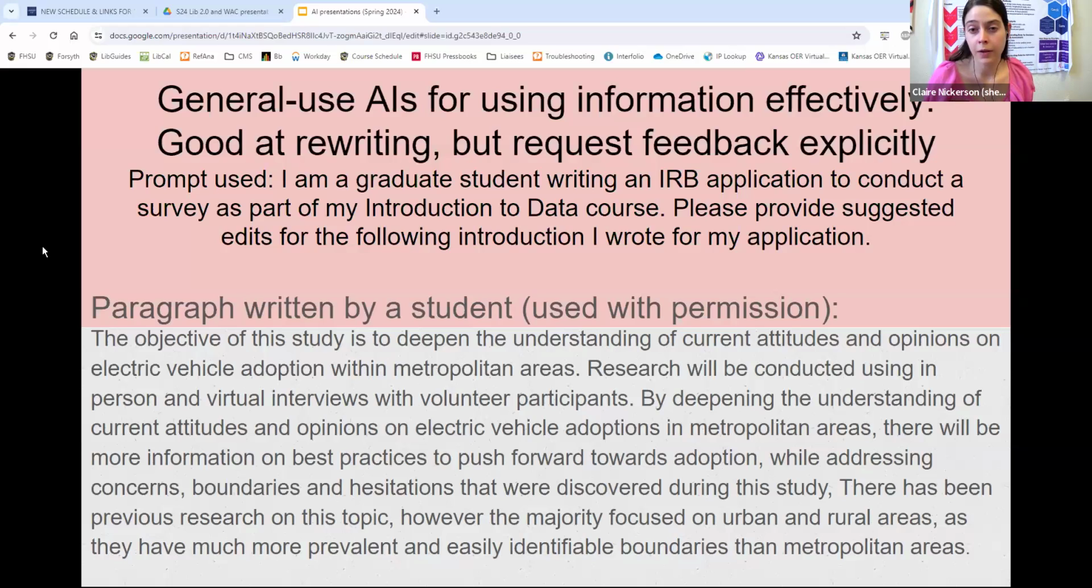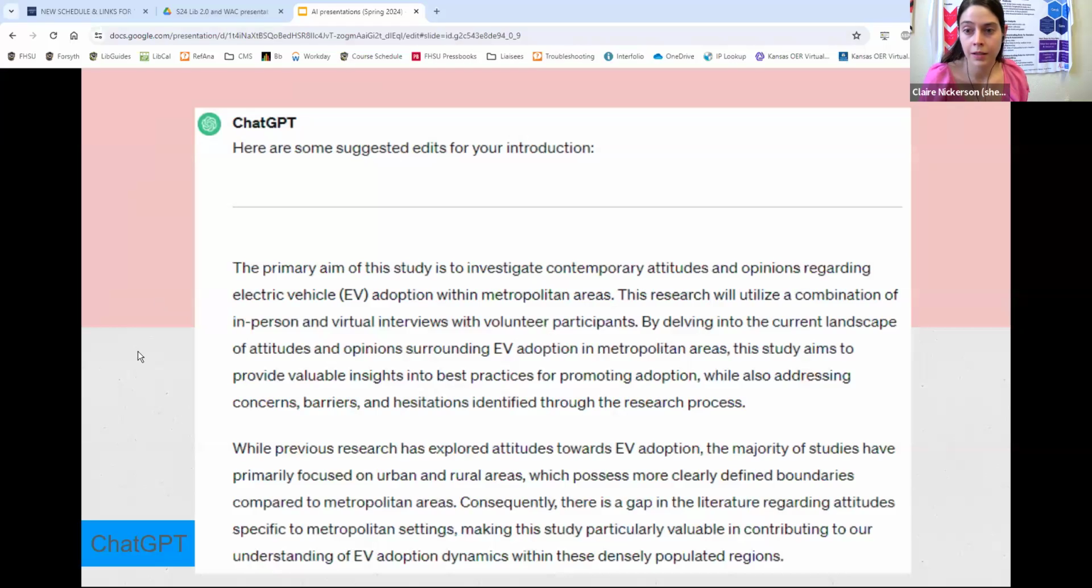So I gave all three of the platforms that I tested this prompt. I'm a graduate student writing an IRB application to conduct a survey as part of my Introduction to Data course. I do teach an Introduction to Data course, and so I asked it to please provide suggested edits for the following introduction that actually one of my students wrote for the IRB application, and I did use this with permission. So I had a student who was interested in doing a survey about electric vehicle adoption and perceptions thereof. And here are the responses that I got.